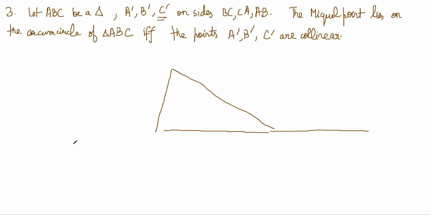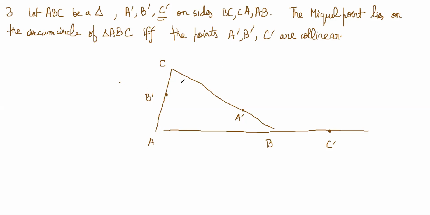So if you take this as A and this as B and this as C, your C dash must be somewhere here, and say B dash, A dash is here and B dash is here. So then it looks a little collinear. You have to prove that these two statements are equivalent if and only if, right? Yes. So A dash, B dash, C dash are collinear.